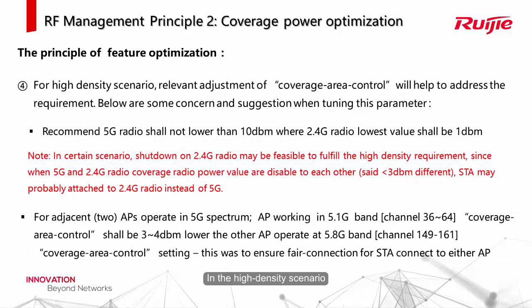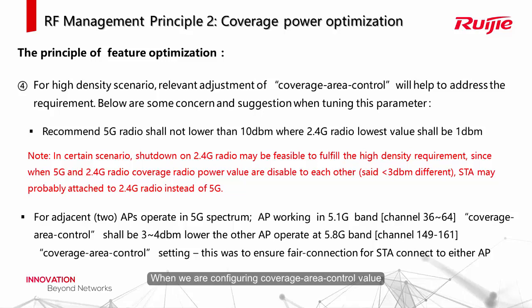In the high-density scenario, we recommend the 5G radio should not be more than 10 dBm, where for 2.4G radio the value should be 1 dBm. If we still decrease the value of coverage area control, the signal strength of 5G may be smaller than 2.4G. At this time, the terminal will access 2.4G in priority. It will cause a better user experience.